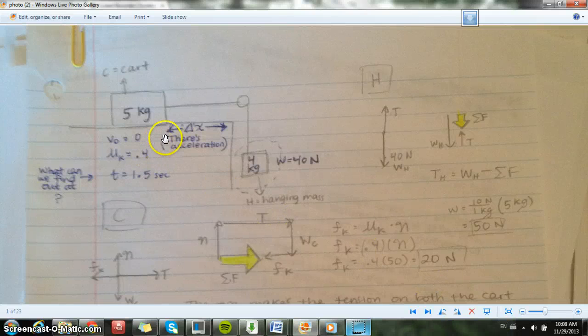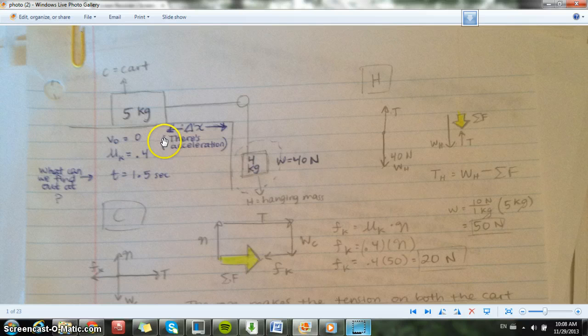So here we have a cart that weighs 5 kilograms, and it's attached by a rope through a pulley that's frictionless and weightless, so we can ignore it. At the bottom of the rope is attached a hanging mass that's 4 kilograms. We are given that the initial velocity is 0 and our coefficient of kinetic friction is 0.4.